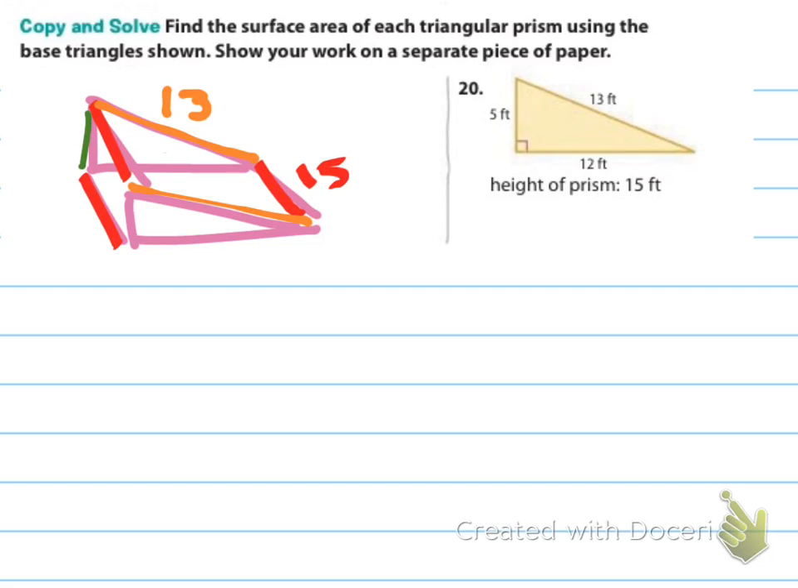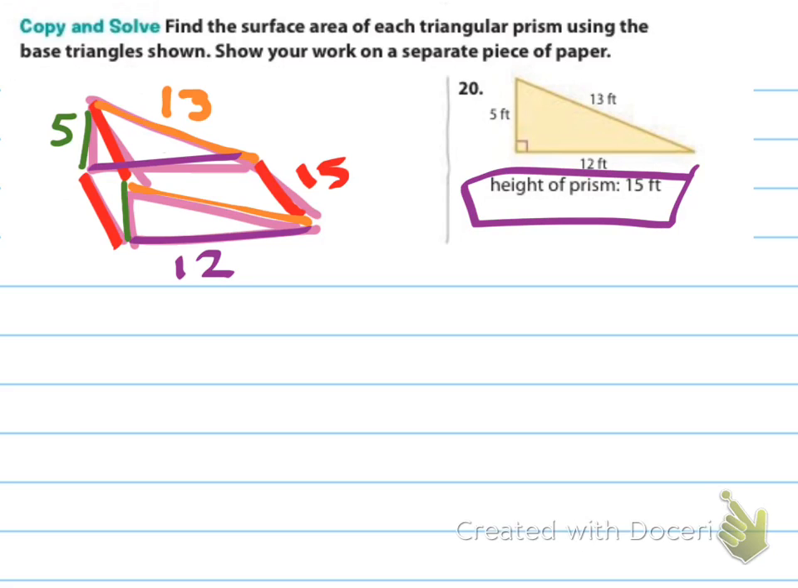Next, I've got my 5. So this is going to be my 5. And then last but not least, we've got these 2 pieces, and those are 12. The key here was that I need to know that where the rectangles join my triangles together, that was going to be a height of 15. That was the important thing to notice. All right, so I need to find the surface area.